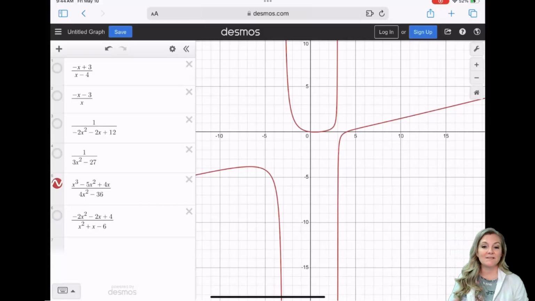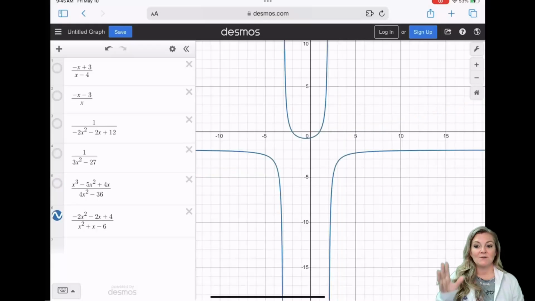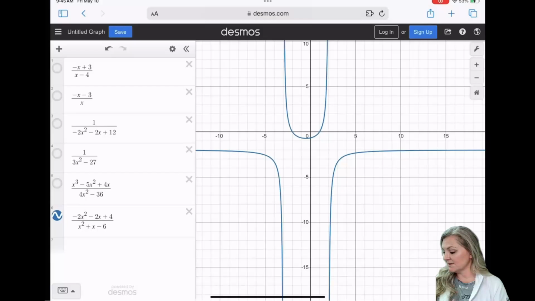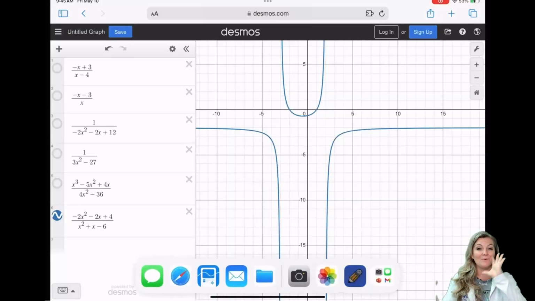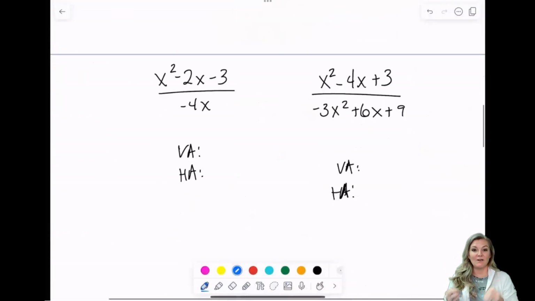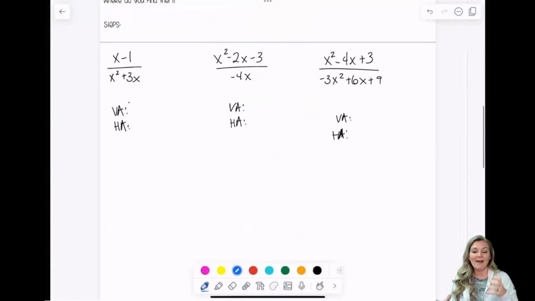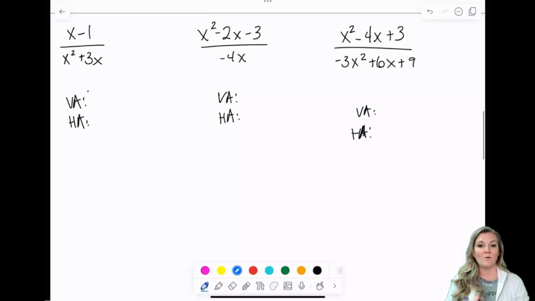And this last one is my EATSDC. Exponents are the same, squared and squared. I divided my coefficients, so that gave me a horizontal asymptote of -2, and you can see my ends are respecting that horizontal asymptote at -2. All right, and those are the notes. Now, I do have 3 additional examples that we were doing in class to help you concrete this into our brains. So I have these 3, and we're finding vertical and horizontal asymptotes.